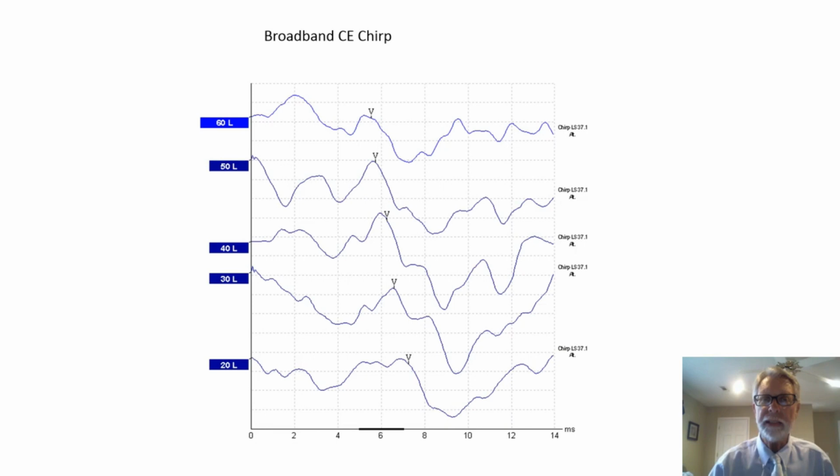Here I did some on myself. I did a broadband chirp here from 90 down to 20. And look at this, at 20 dB, look how nice and well-formed that is. And if I looked at my AB for repeatability, it's right on, superimposed.